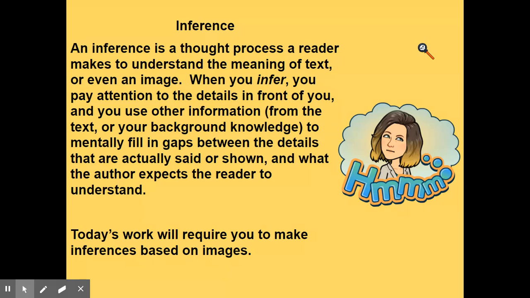So remember that an inference is a thought process a reader makes to understand the meaning of text or even an image. And in this case, during our gallery walk, you will be looking at a series of photos, and you will be making inferences about what you see. Now, when you infer, you pay attention to the details that are in front of you. Those are parts of things that you notice. So things that you notice are the observations that you can make. What are things that you see? What are the facts? What are the details that are in front of you?